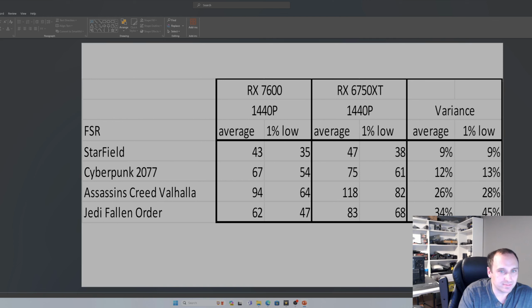At 1440p, again, we're seeing an even bigger spread on the variance, with the 6750 XT outperforming the 7600 by 34% in Jedi Fallen Order, and then 26% with Assassin's Creed Valhalla, 12% with Cyberpunk 2077, and practically nothing, even though it's 9%, and it's only 4 FPS with Starfield.